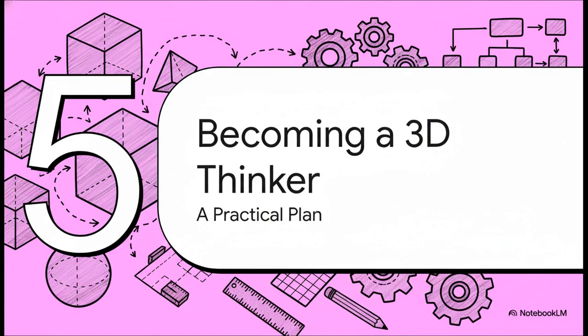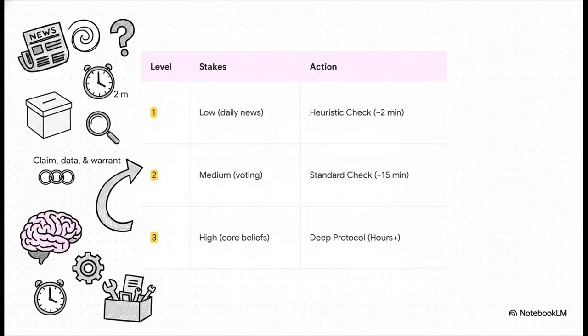Okay, so let's tie this all together. We have these three dimensions. How do we actually use this stuff in our day-to-day lives? Well, it all starts with having a practical plan. A really useful tool for this is to think like an ER doctor and use a triage system, right? So for the low-stakes stuff like scrolling through daily news, just do a quick two-minute mental check. For medium-stakes things, maybe a voting decision, you can do a standard 15-minute check, where you actually try to find the claim, the data, and that hidden warrant. But for the really high-stakes decisions, the ones that affect your core beliefs or your career, that's when you go all in. Use the DEEP protocol, you deploy the entire 3D toolkit.